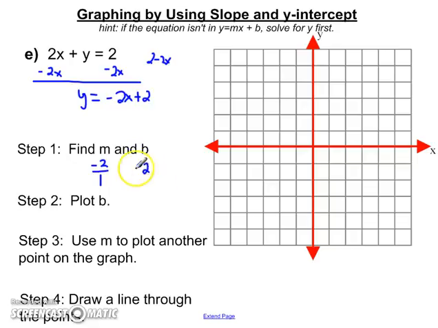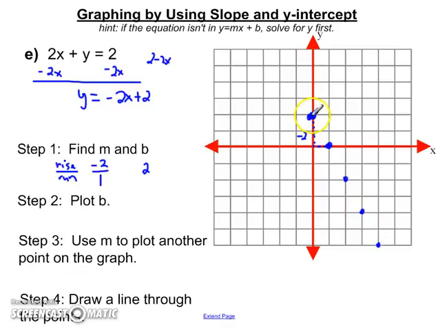So step 2, plot b. So my b is a 2. Okay, so my y-intercept is a 2. My rise over run relationship, so I'm going to start at b. My rise is a negative 2, so I'm going down 2. My run in this case is a 1, so to the right 1, and so my next point on this line will be there, and then down 2 over 1, down 2 over 1, and you can keep doing that as long as you need dots.